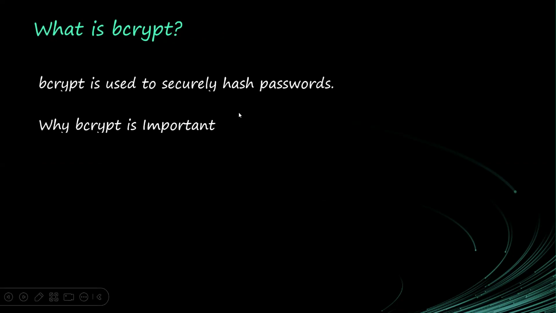Okay. All right. So now what is bcrypt? Bcrypt is used to securely hash passwords. Why is bcrypt important? It protects your password. Instead of you storing a raw password in the database, bcrypt will help you hash the password and give you the hashed password. Now, it's the hashed password that you will store.